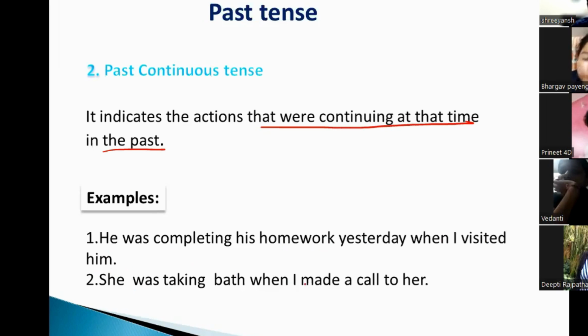She was taking bath when I made a call to her. So at that point in the past time, we are using this past continuous tense to represent that particular action. Okay, clear, everyone? Yes? Okay, so now let's see what is the structure for this.